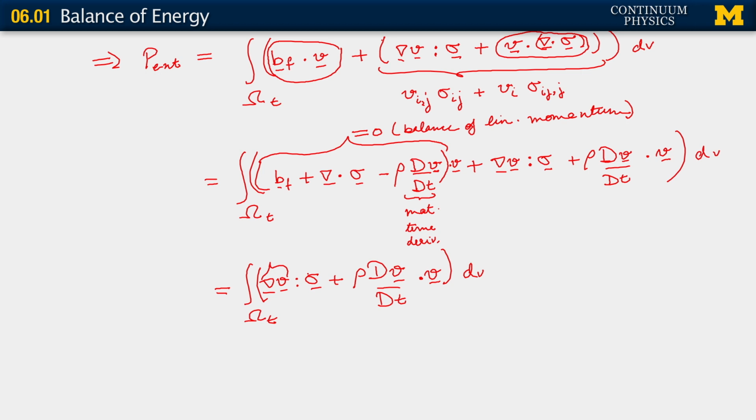In general, it isn't, right? In fact, when we first introduced the spatial velocity gradient, we wrote it out in terms of its symmetric and skew-symmetric parts, d and omega respectively. All right? So d is the rate of deformation tensor, which is symmetric, and omega is the spin tensor, which is skew-symmetric. All right? But sigma, however, is symmetric.